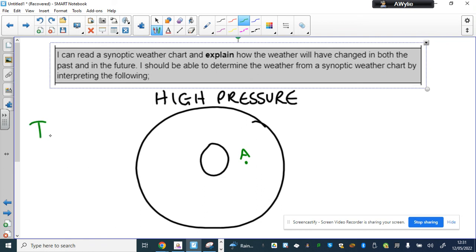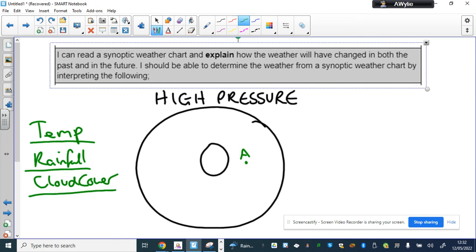Same idea though. What's the temperature likely to be? Remember, time of year is quite important about the temperature with high pressure. It's very cold in winter, very hot in summer. Rainfall, you do need to talk about it, but in this case, of course, it's going to be none. Cloud cover, you do need to talk about it. Of course, there aren't going to be any clouds because air is sinking.